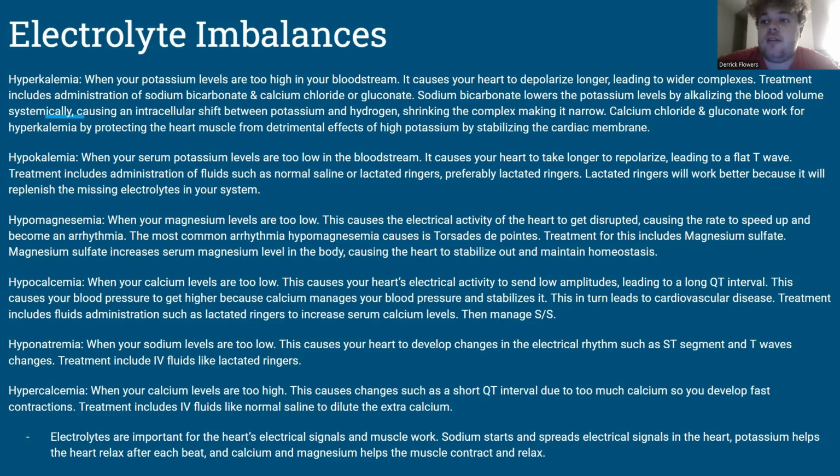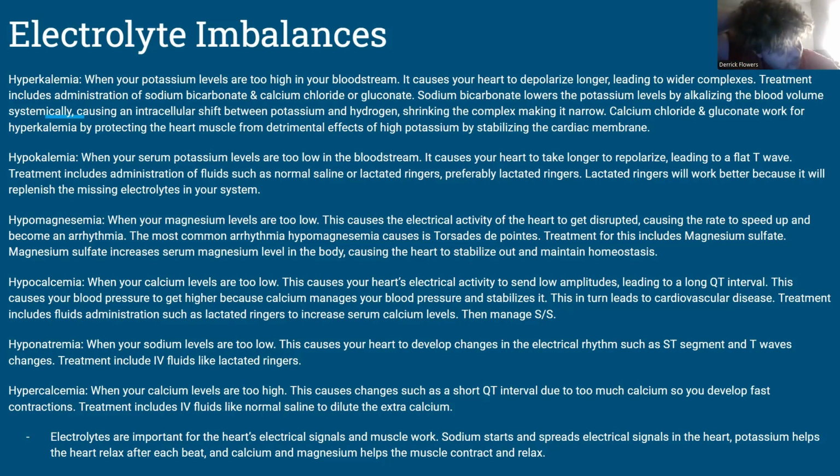LR has more electrolytes in it than normal saline, so it's better for these patients who are in hypo states of electrolyte imbalances. You prefer to give LR. If they're hyper, you prefer to give normal saline to dilute it. That's why lactated Ringer's works better.